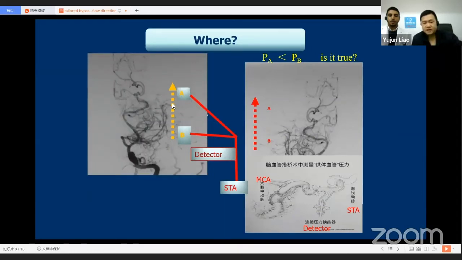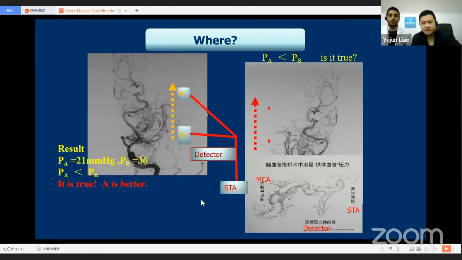As you can see on the left side, there is a double bypass at both A point and B point. This is the trunk of the STA, and we place a detector in the trunk of the STA. After we occluded the A point, we can measure the pressure in B point, and the other way around, we can measure the pressure in A point. In this way, we can measure the pressure in A point, B point, and the pressure of the STA.